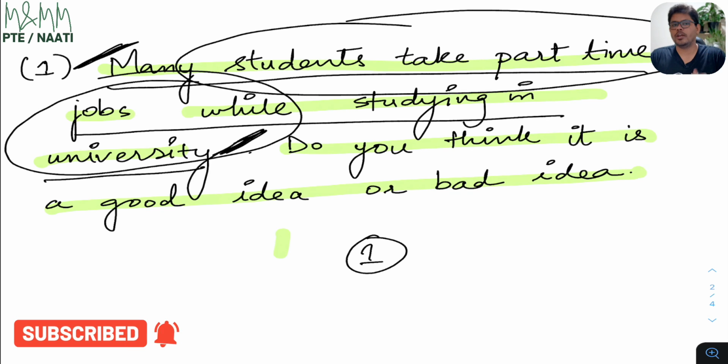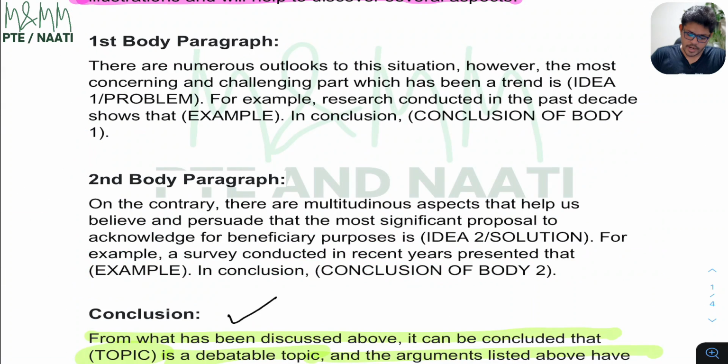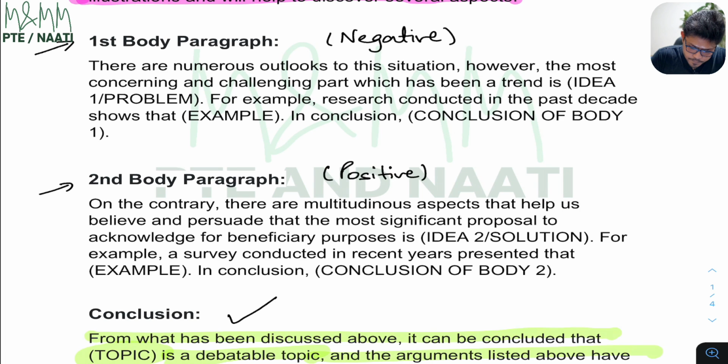Let's discuss body 1 and body 2 because that is the place where you need to write down some ideas. So let's come back to body 1 and body 2. All right. Now let's discuss body 1 and body 2. Just to keep it straightforward again, I will write this down so that it's very easy for you to understand. Negative paragraph, positive paragraph. Now, topic is very straightforward. Students working part-time while studying in university.